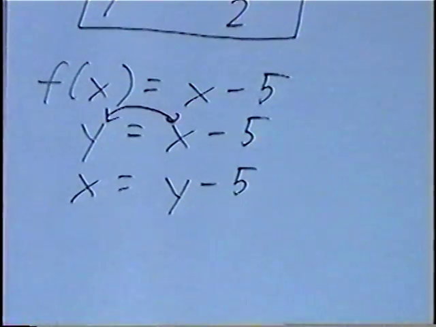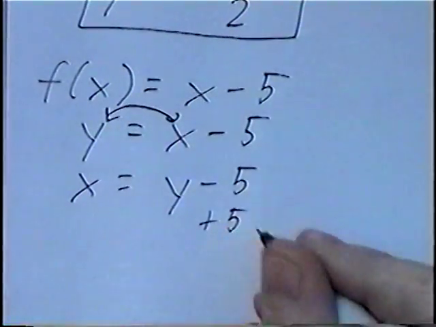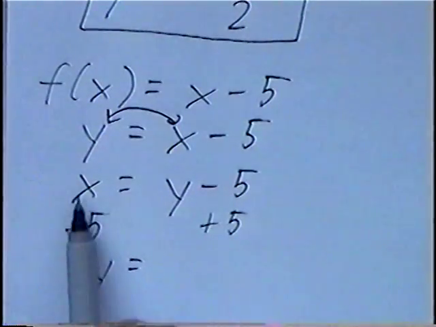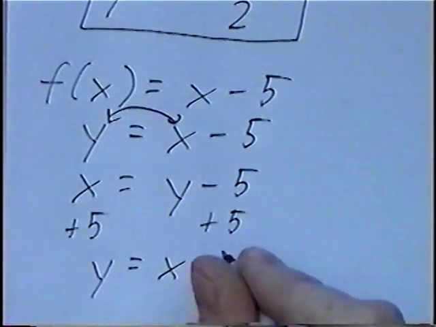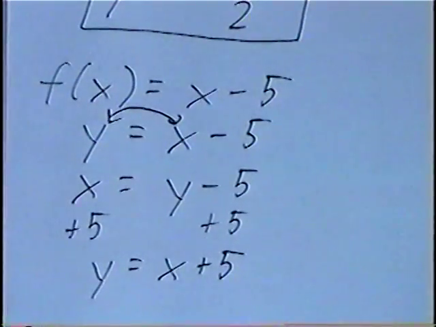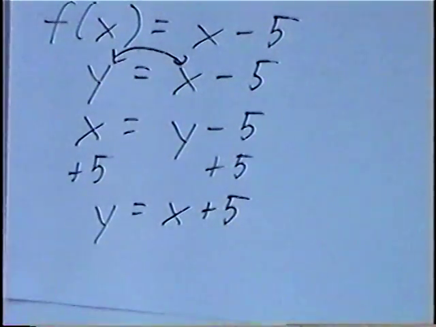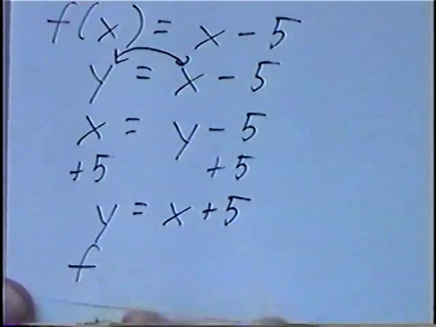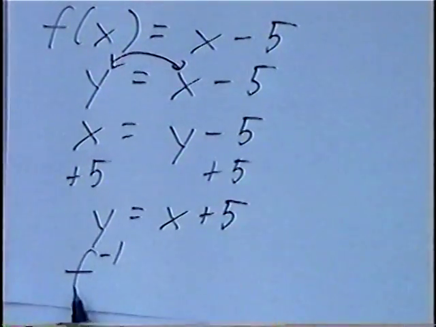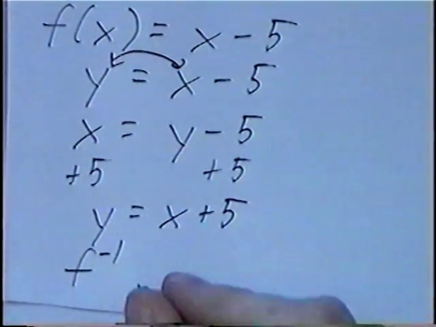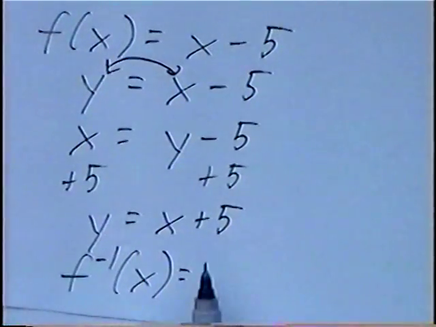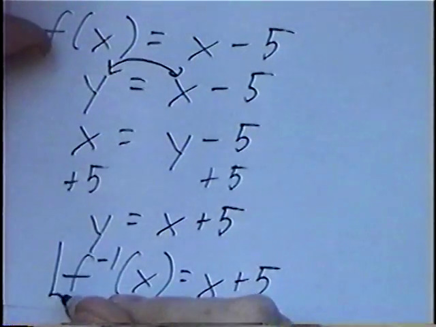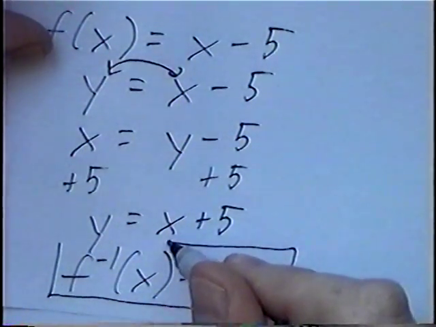And last step, we want to solve for y. We can add 5 on both sides. And if we write the y on the left-hand side, we'll have y equals x plus 5. To write this in proper notation, since we started with f of x, we want our answer to be in f of x form. So we can put f, and adding a negative 1 exponent would be the inverse of f. So f to the negative 1 of x equals our answer, which is x plus 5. So our final answer, the inverse of f, is equal to x plus 5.